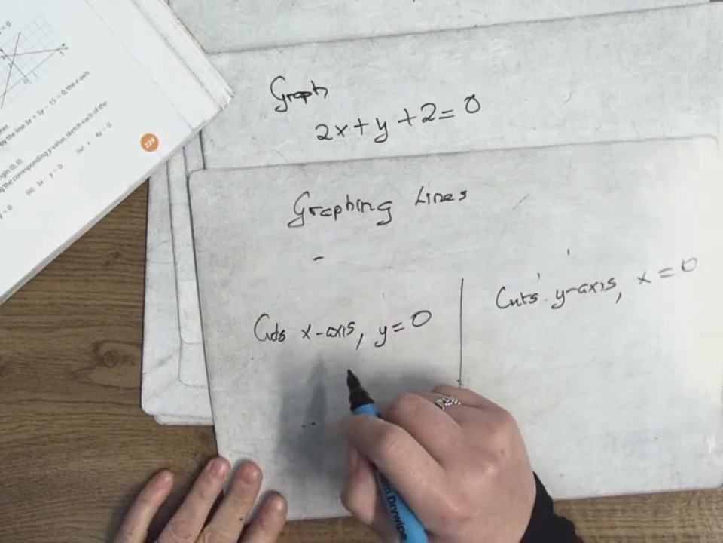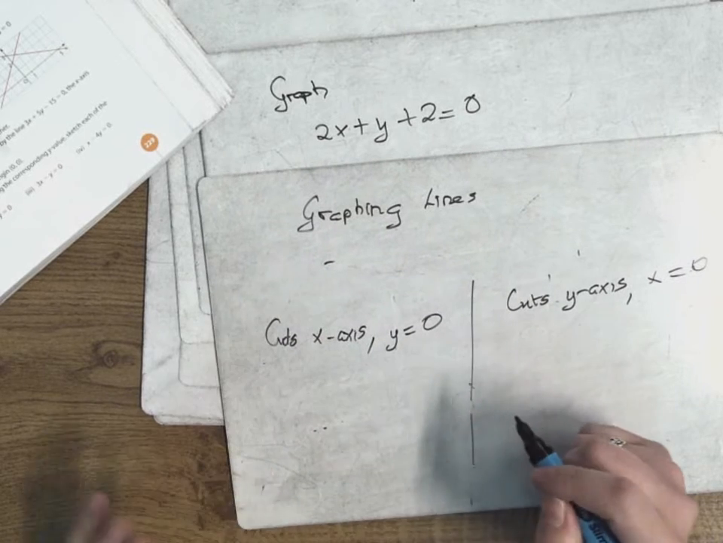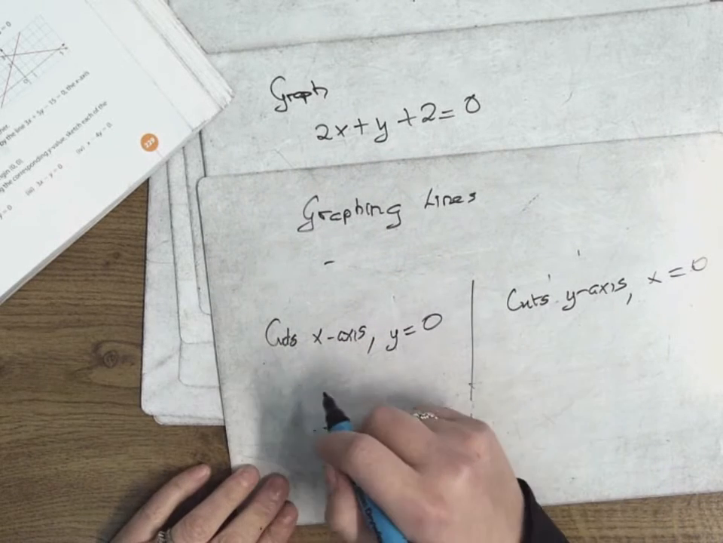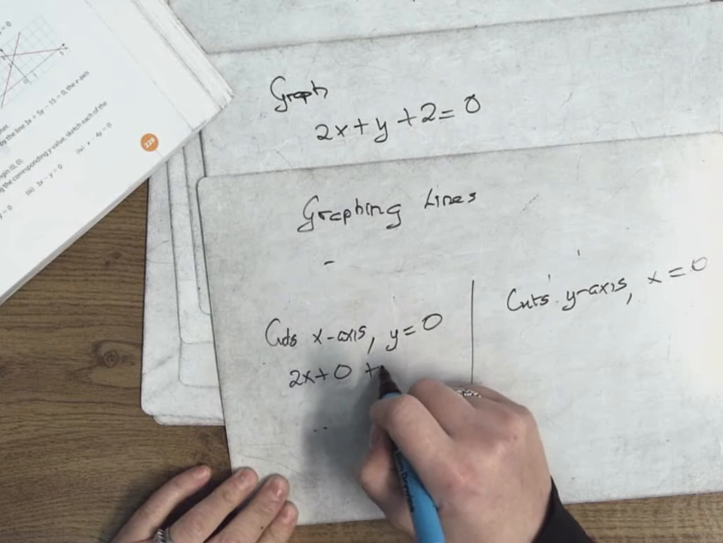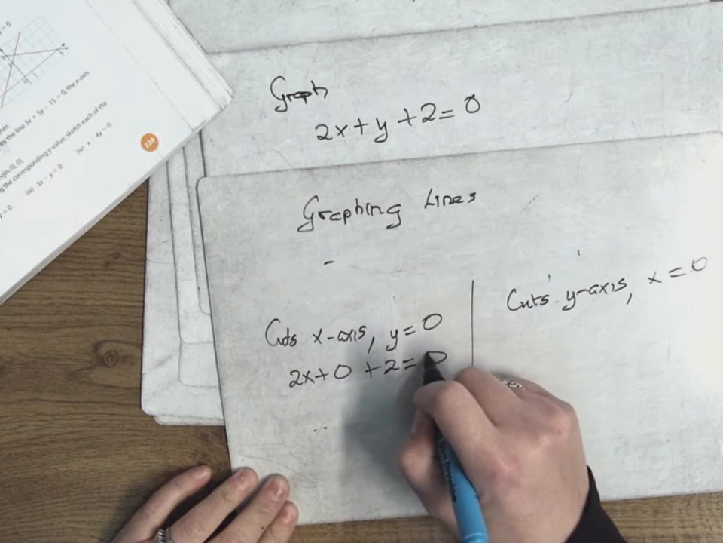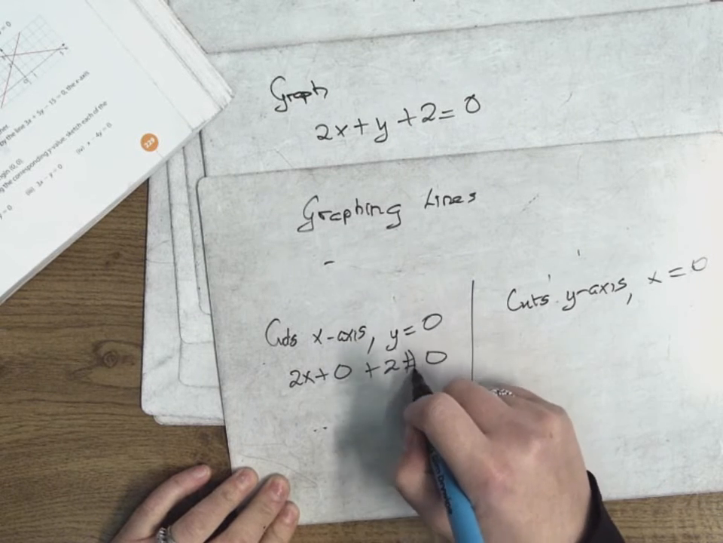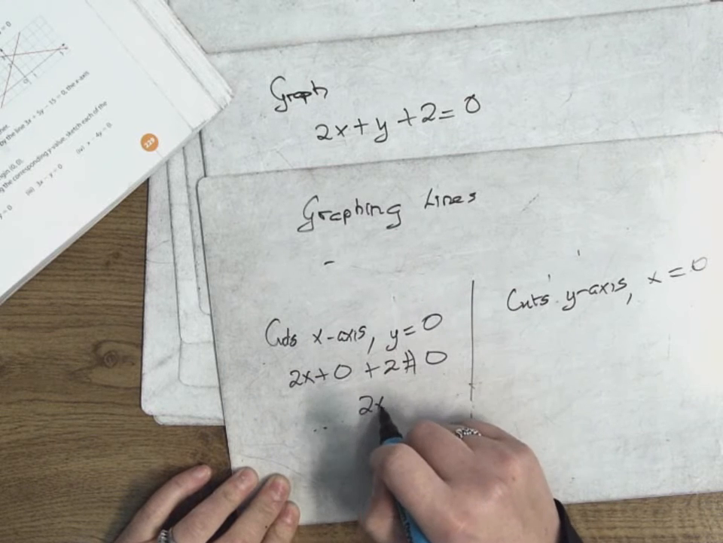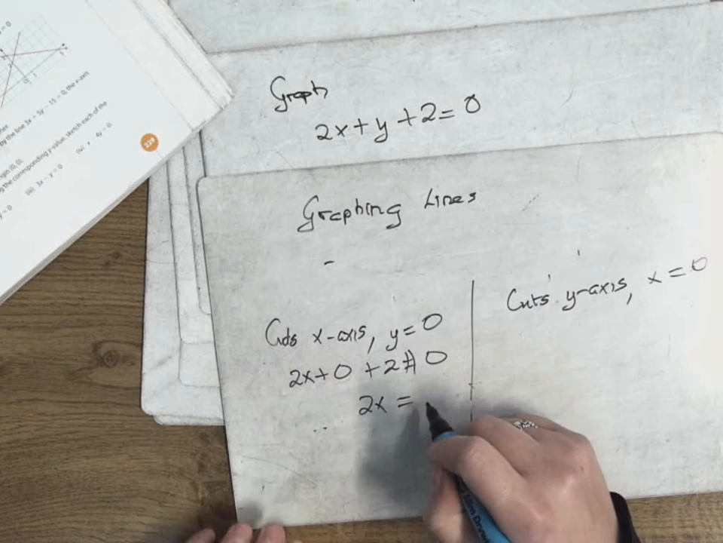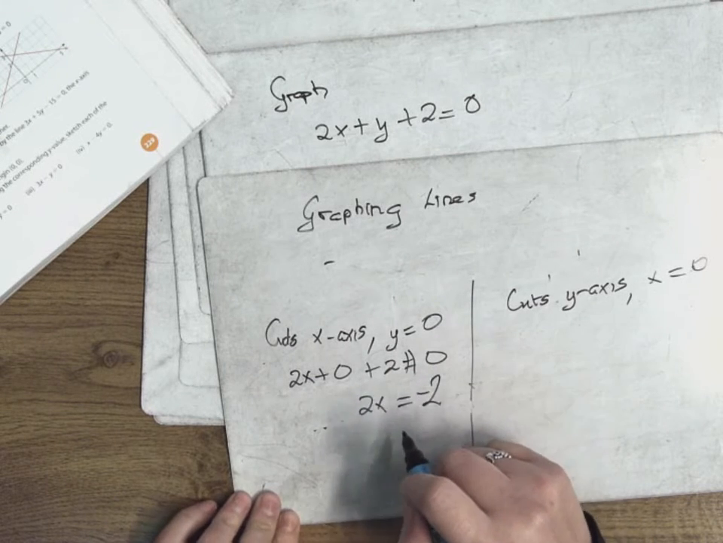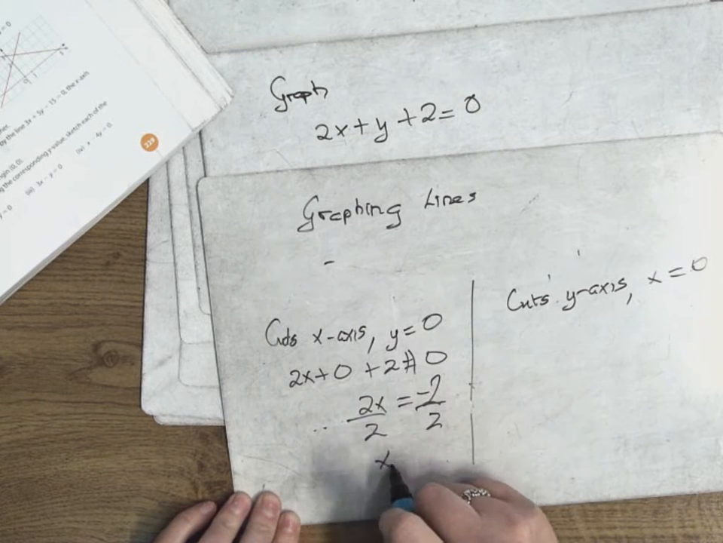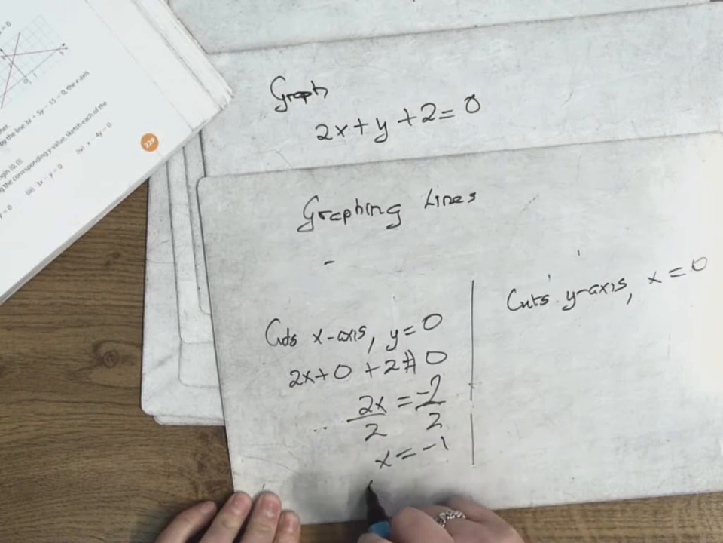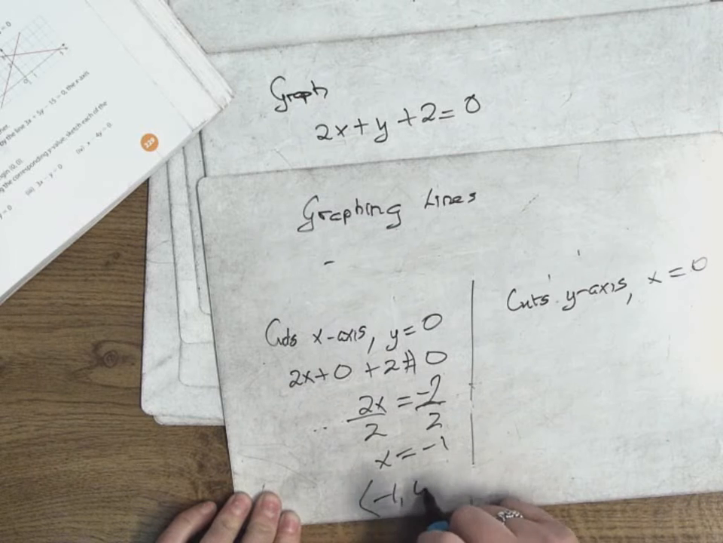Everywhere it cuts the x-axis, find out where it cuts the x-axis. Everywhere you see y, put in a 0. So you get 2x plus 0 plus 2 equals 0. X is on one side, numbers on the other, build a wall. 2x stays put, 0 means nothing, plus 2 goes over and becomes minus 2. Then you divide each side by 2, and you get x is equal to minus 1. So that is the point (minus 1, 0).